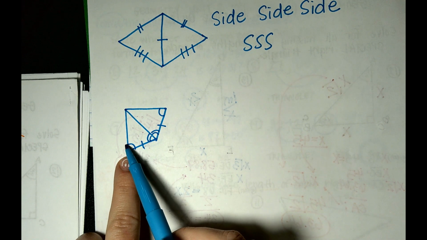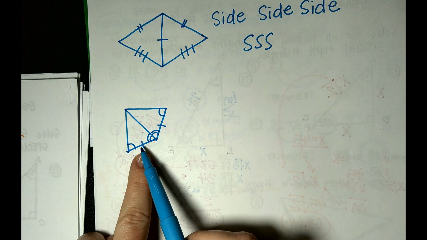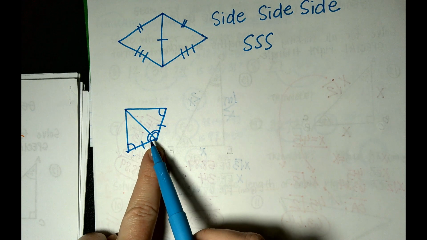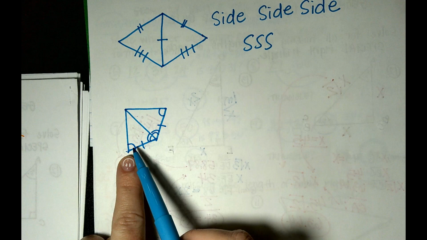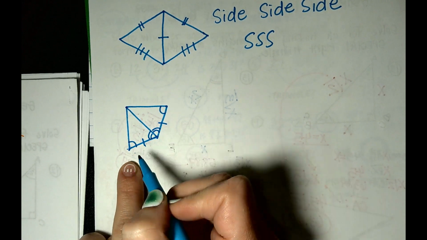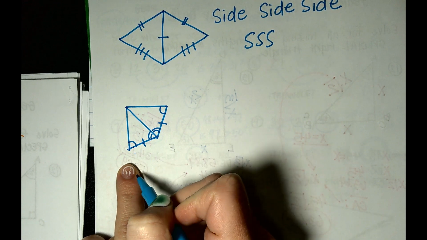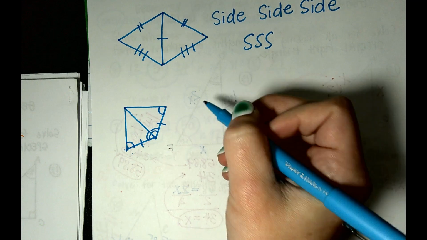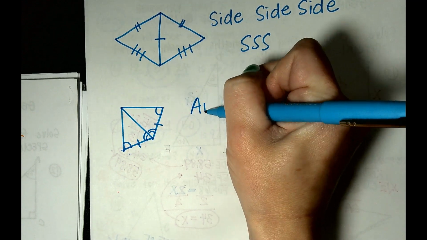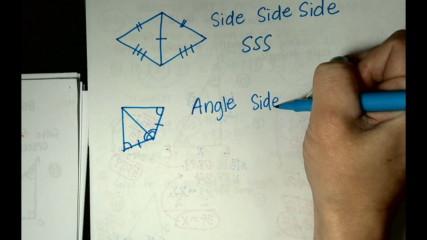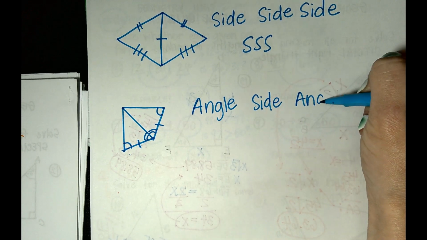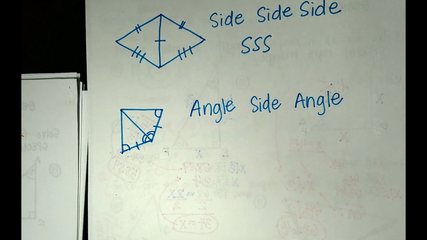Well, let's see. I have an angle labeled, a side labeled, and an angle labeled. Side, angle, side, angle. Angle, side, angle. See? Angle, side, angle. Gotcha. Yeah, so we're literally just looking at the picture. Angle, side, angle.